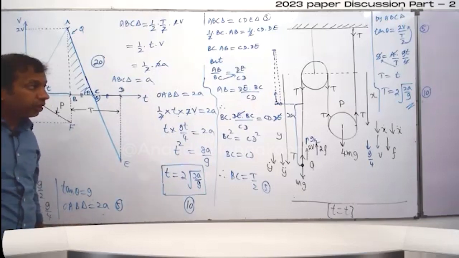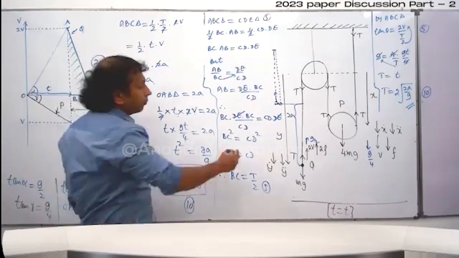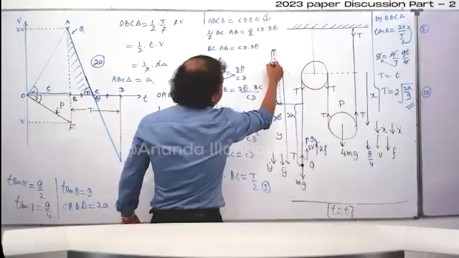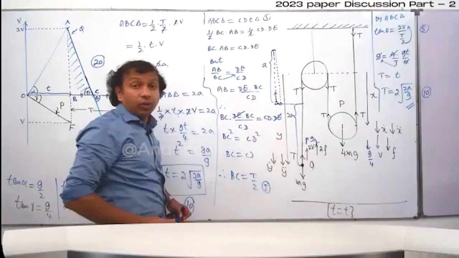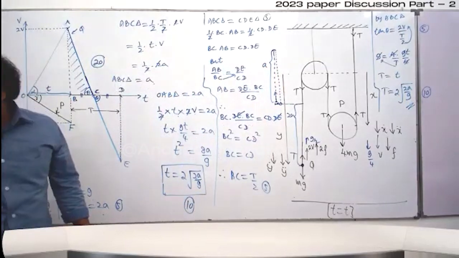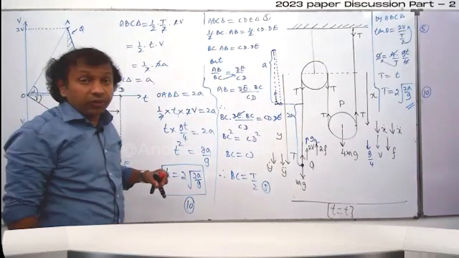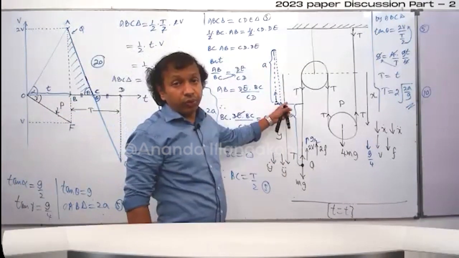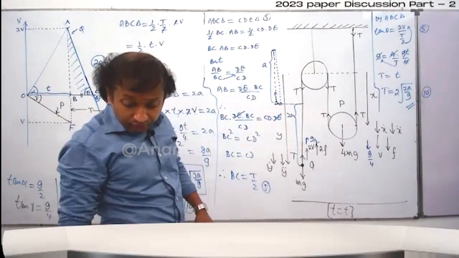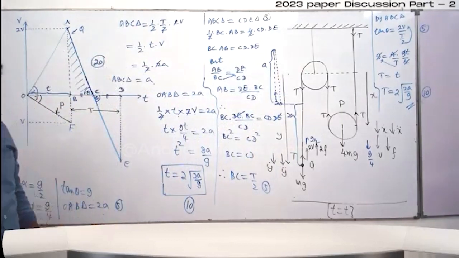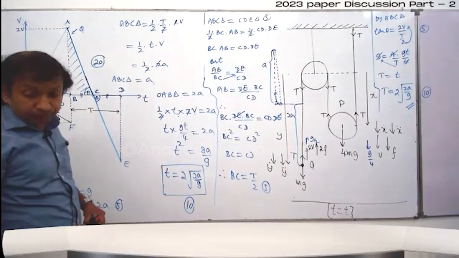Understood? That means from here, the height is A. Then what is the total height ascended by this particle Q? It is 3A, no? A to A, 2A, and A, 3A, right? Then you can write the total height ascended by particle Q is 3A. Then you get marks like this.